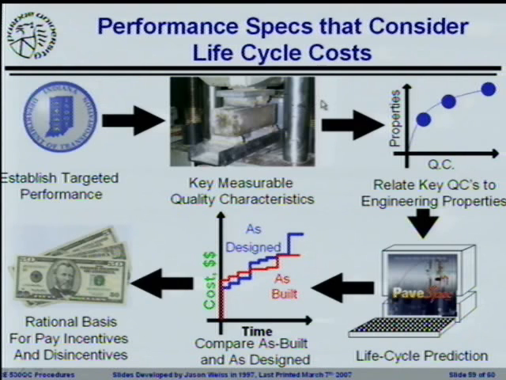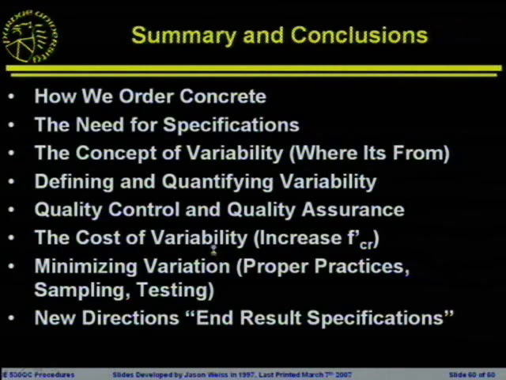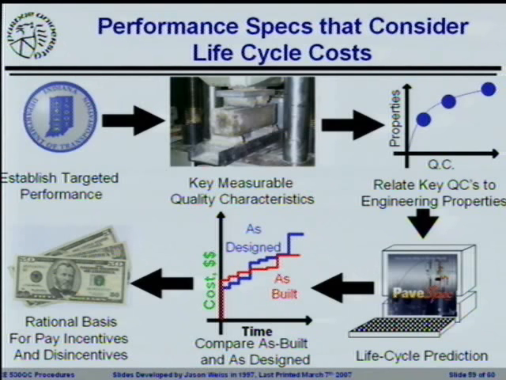Well, what properties do we need to talk about to make sure that it's going to last for 30 years? Those properties are related. The measurable characteristics are going to be related to engineering properties and used in life cycle predictions to predict the cost of that particular structure over a period of 10, 20, 30 years. And then that cost over the next 20 or 30 years is used to evaluate incentives and disincentives for that particular concrete.